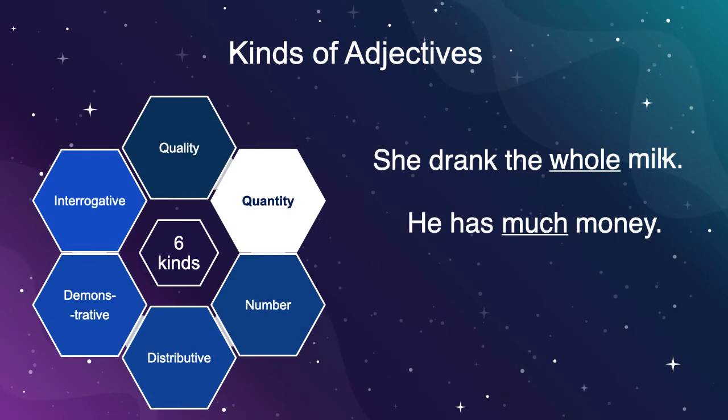The second is adjective of quantity. This shows how much a thing is meant. Examples are she drank the whole milk. He has much money. Here कितना milk? Whole milk. How much money? Much money. So here whole and much are adjectives of quantity.